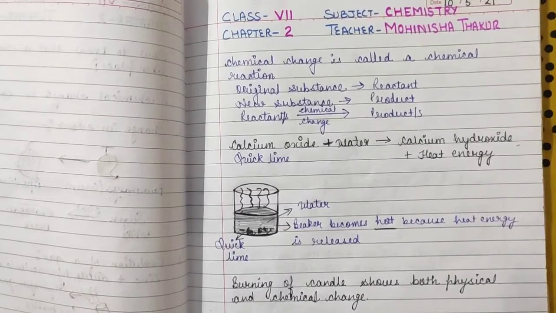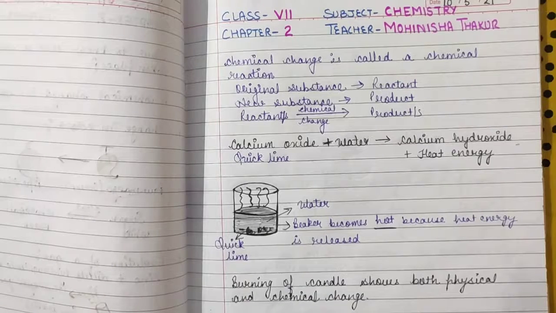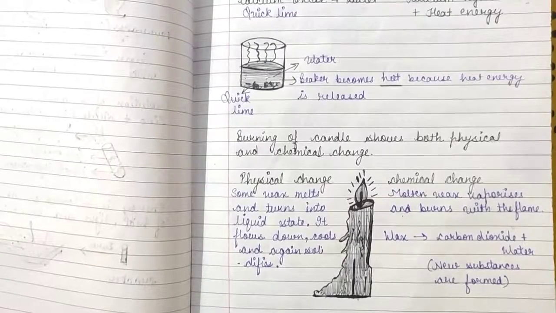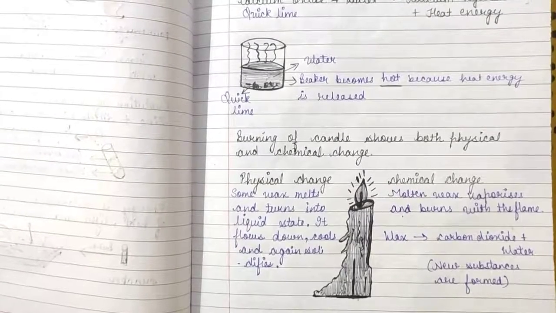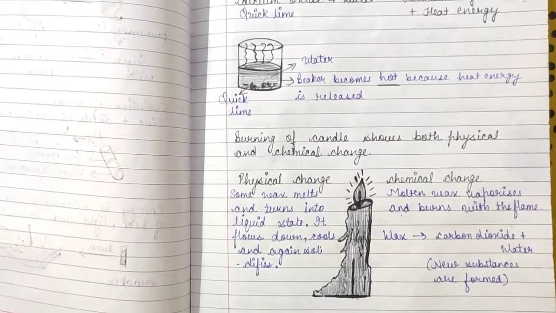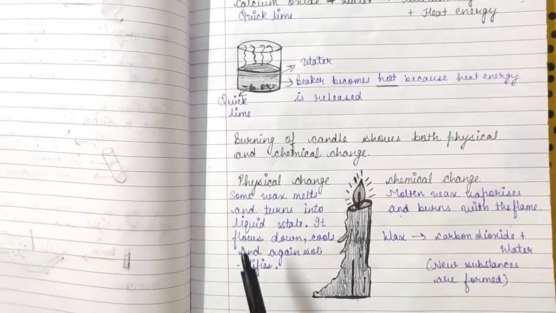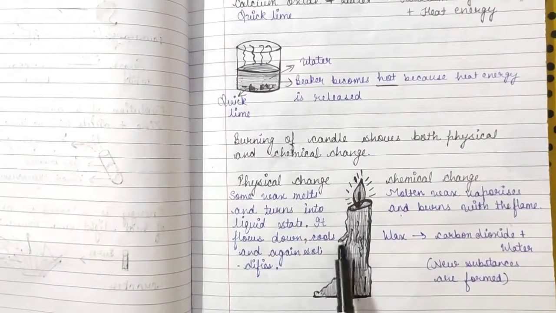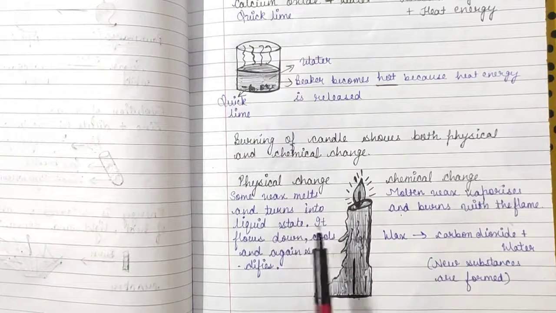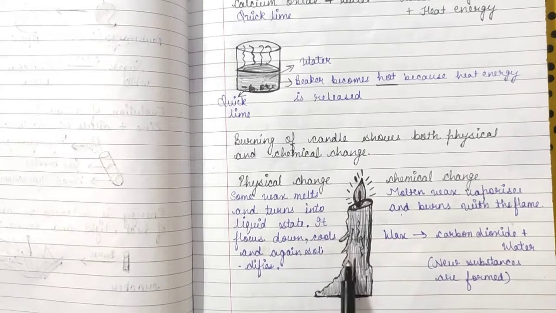Now we will discuss that the burning of a candle shows both physical and chemical change. How? Here on page number 6 we have drawn the diagram of a candle. So we will discuss its physical change and chemical change. What is a physical change? Some wax, as shown here in the diagram, melts and turns into liquid state. It flows down, cools and again solidifies. This is a physical change.